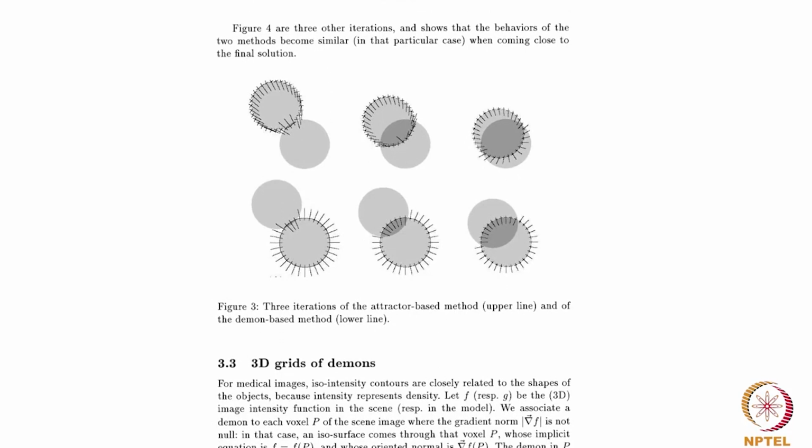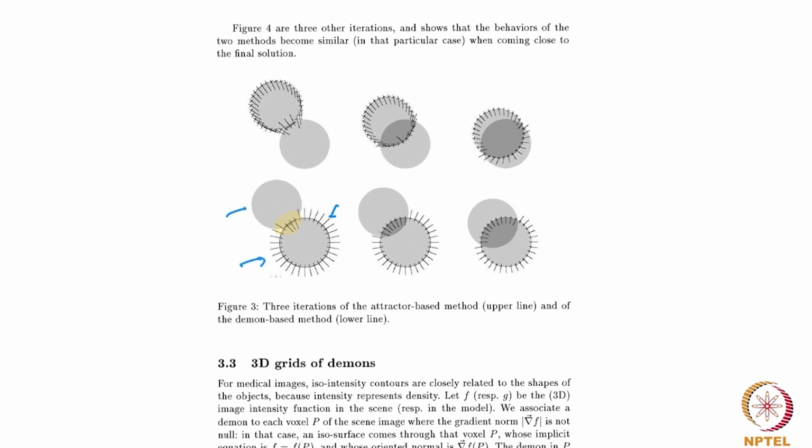These spikes basically show your gradient pointed along, which is basically pulling outward, except in the region of overlap here, where it's actually dragging the other disk inside. So you're trying to match these two disks, right? This is the moving disk right here, and this is the fixed disk.